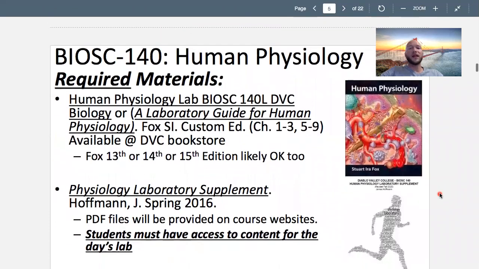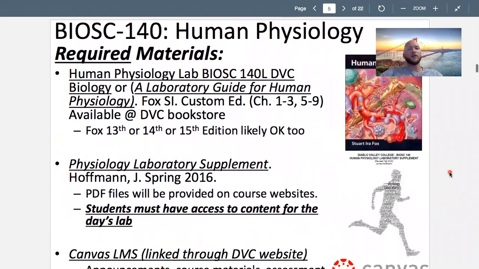When it comes to the laboratory section, there's two books you need. One is the Human Physiology Lab, Biosc140 L for Lab, DVC Biology, or the Laboratory Guide for Human Physiology. It looks like this. It's at the DVC bookstore. You need this book for the laboratory portion of this class. To supplement that book, we have the Physiology Laboratory Supplement.